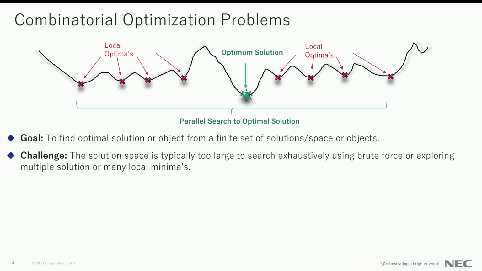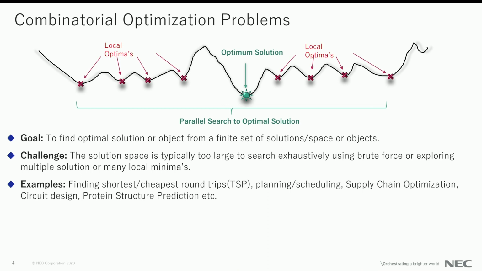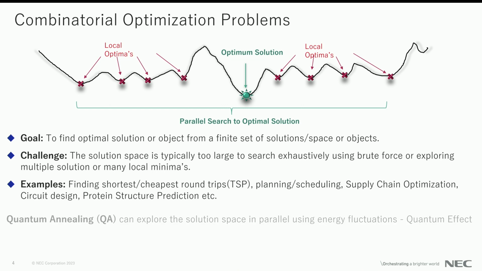So the challenge is basically that the solution space is too large, and it is often encountered in traveling salesman problems, supply chain optimization problems, which we are discussing right now, circuit designs, protein structure predictions, etc. These are all examples of how a combinatorial problem is a complicated problem. So what do we do? We let physics handle this.